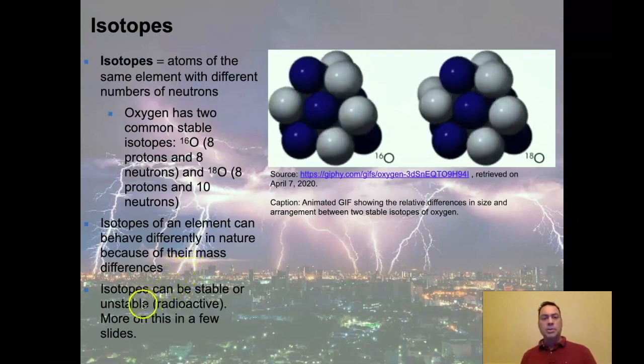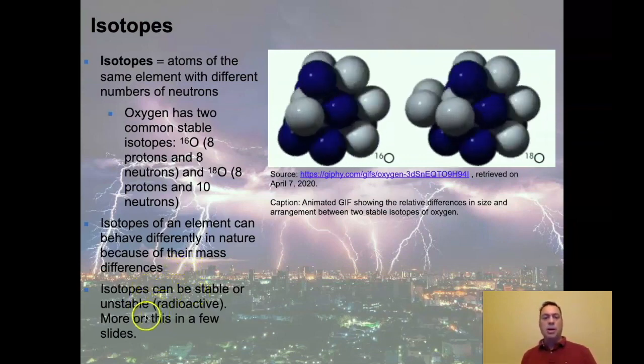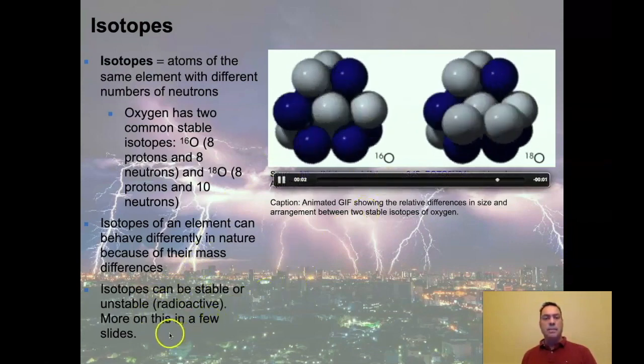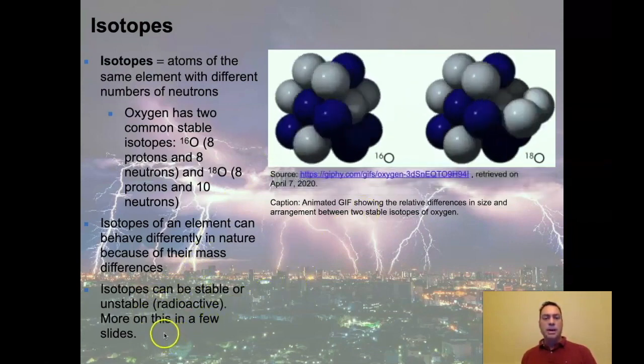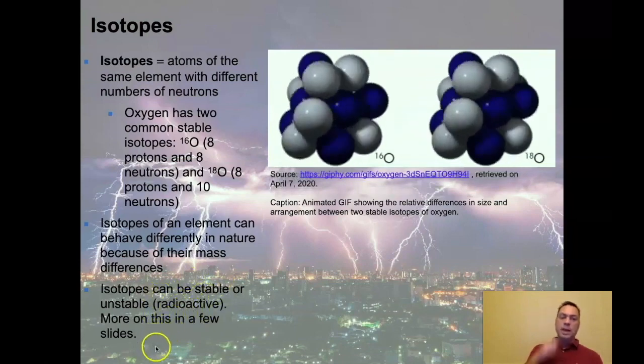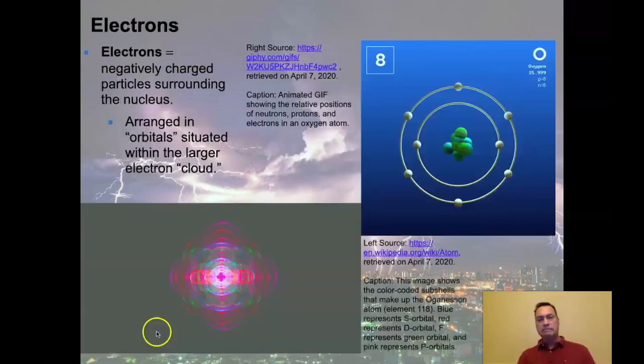And isotopes also have another thing. They can be stable or unstable. So oxygen, these are the 2 stable oxygens here, but they can also be unstable. So if they're unstable, they tend to be radioactive. And we'll be covering that more in a few slides.